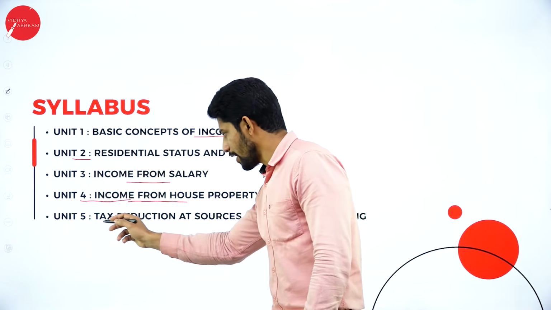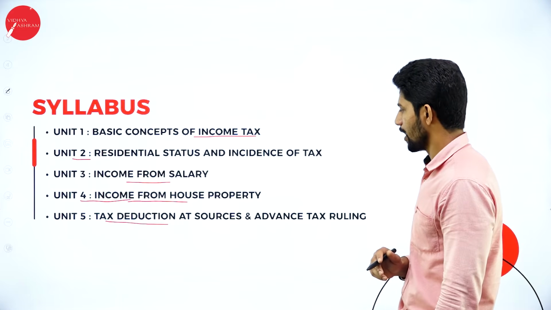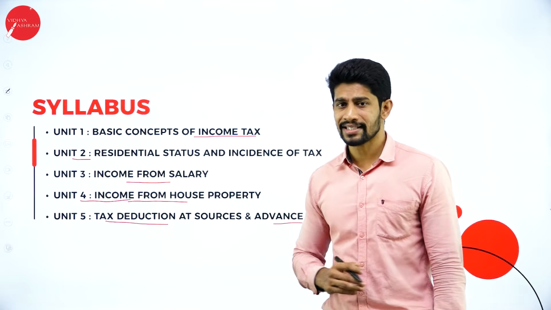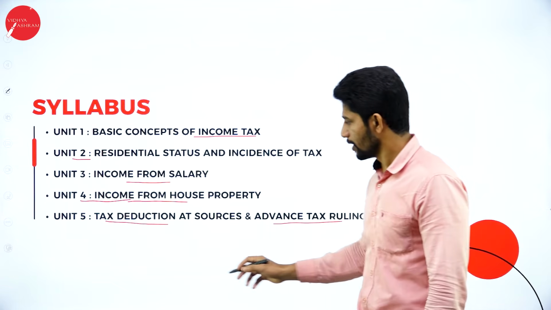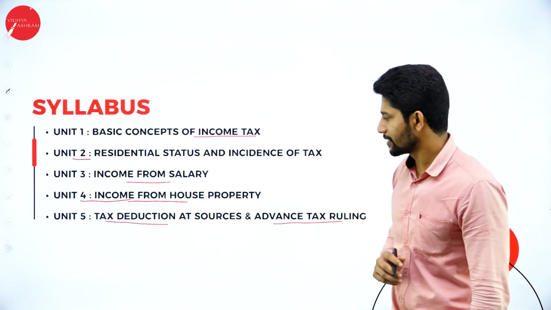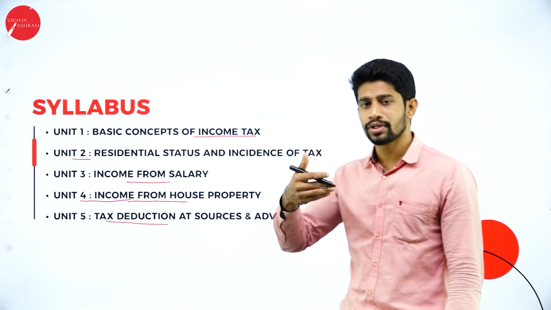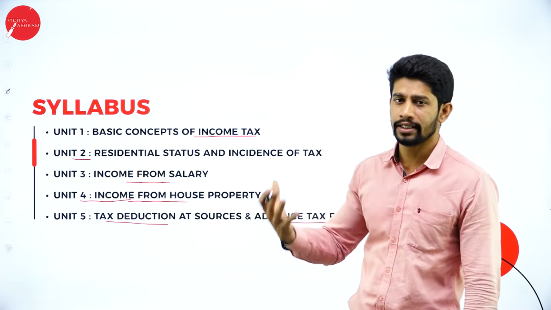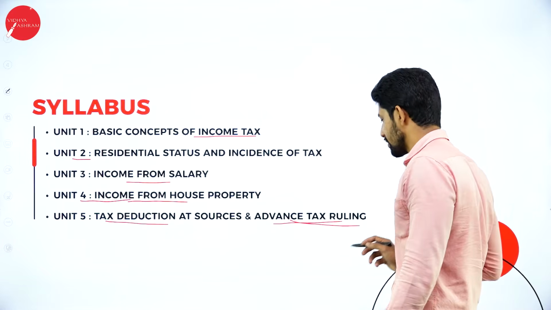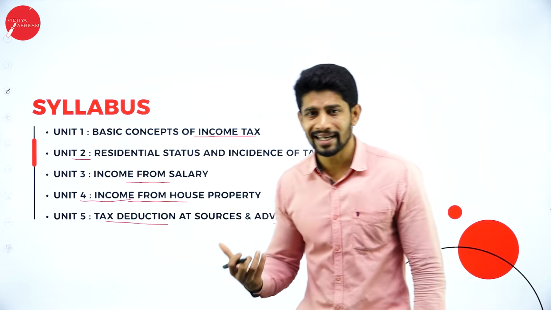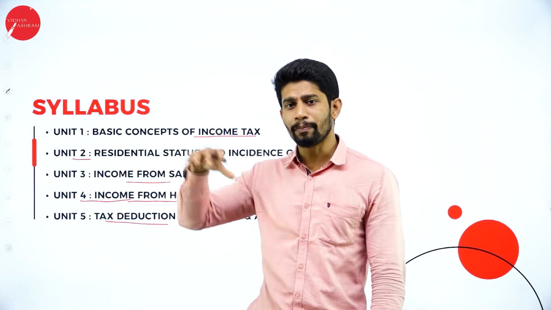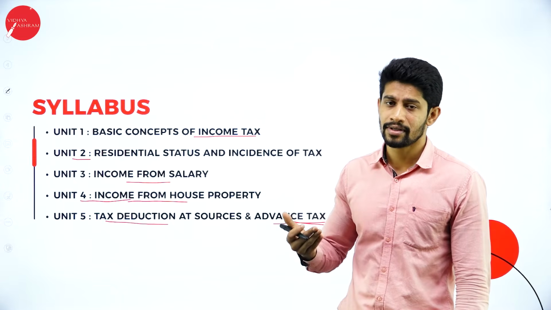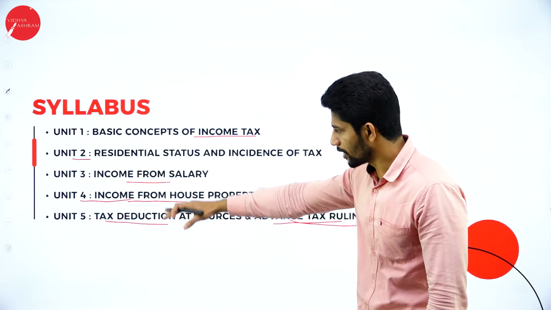Next, unit number 5 deals with tax deduction at source and advance tax ruling. Yes, TDS and advance tax. TDS is short for tax deduction at source. So how to calculate this TDS, when the TDS will be deducted, and how we are supposed to calculate it, and the advance tax ruling. That means how to calculate the advance tax payment and how to pay that advance tax to the income tax authority on an installment basis. About this we are going to study in unit number 5.